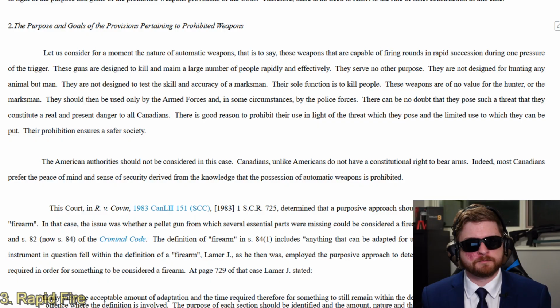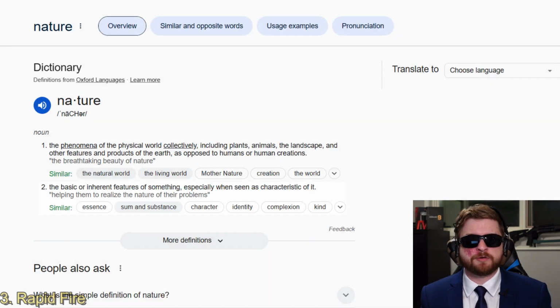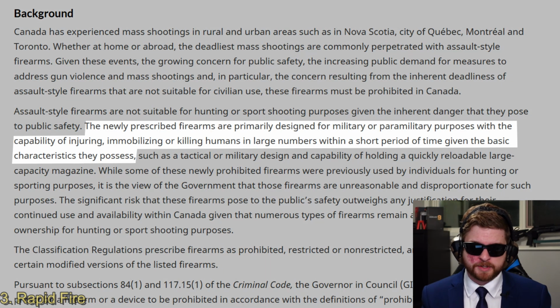But actually it does. The Supreme Court used one very deliberate word which makes such counter-arguments invalid. Nature. The Supreme Court was discussing the nature of automatic firearms. Nature is defined as the basic or inherent features of something, especially when seen as a characteristic of it, which, curiously enough, is also what the government chooses to focus on in the Reasons. Characteristics.